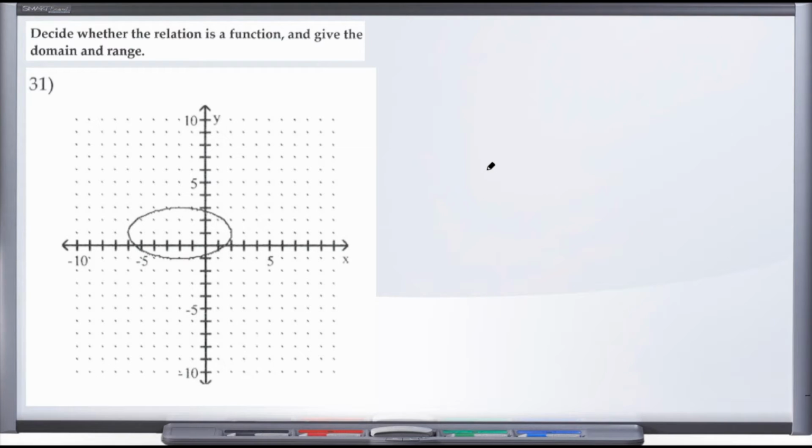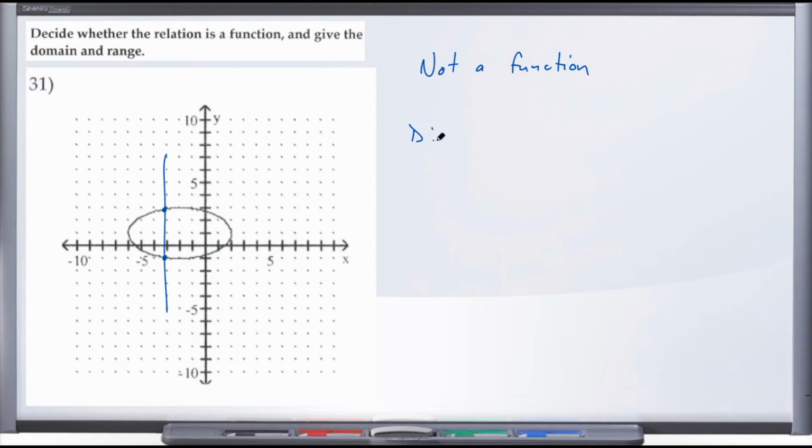All right, with number 31, we're still being asked to determine whether the relation is a function and give the domain and range. That first part is definitely the easiest part, right? We're just dropping a vertical line through our graph and seeing how many places it touches. I see 1, and I see 2, so we can say definitively that this is not a function.